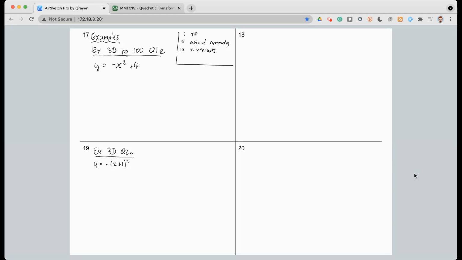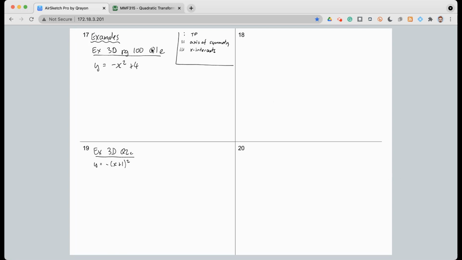Hi there. In the previous video, we had a look at transformations of quadratic functions. And in this one, we're going to just have a look at some examples from the textbook from exercise 3D and see how knowing about transformations allows us to sketch graphs fairly quickly. So let's get stuck straight into it.